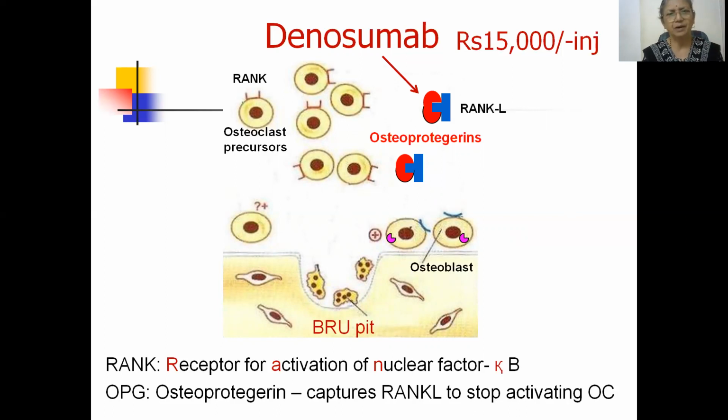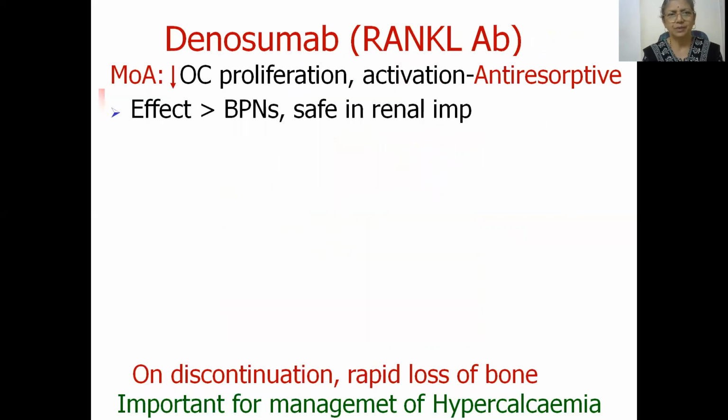So it is a very powerful, again, anti-resorptive agent. So we just saw that it controls osteoclast proliferation by not allowing the RANK ligand to bind with the RANK receptor and activate the osteoclast. So it's a monoclonal antibody against RANK ligands and acts as an anti-resorptive agent. Its effect is greater than bisphosphonates, and in renal impaired patients where bisphosphonates cannot be used, it can be used.